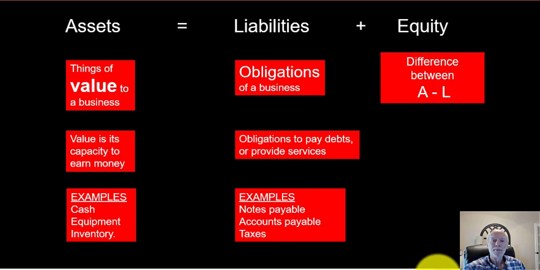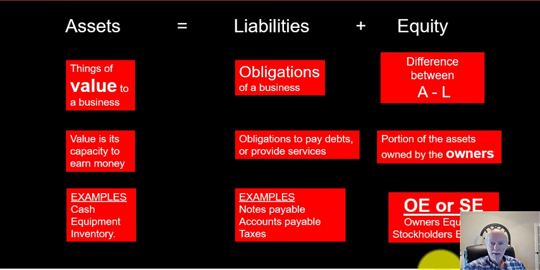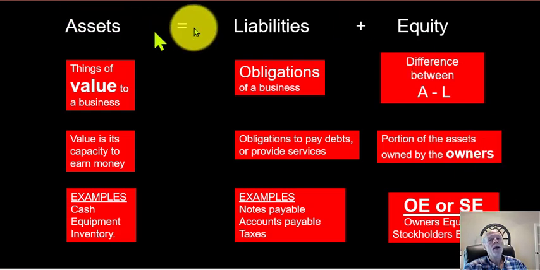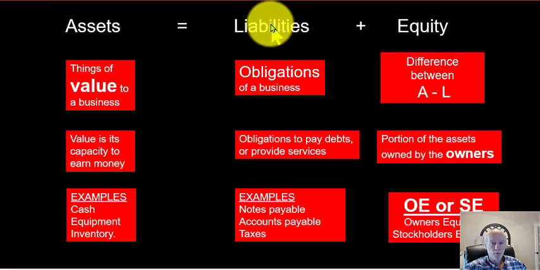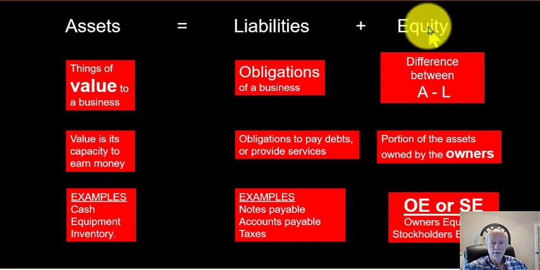Now, equity is simply the difference between assets and liabilities. It's an intangible. Another way to say this would be the portion of the assets that are owned by the owners. Like when you buy a house, let's say the house is $100,000, and if you owe $50,000 with a mortgage, the bank owns 50% of it, and you own 50% of it. So that's another way of saying equity.